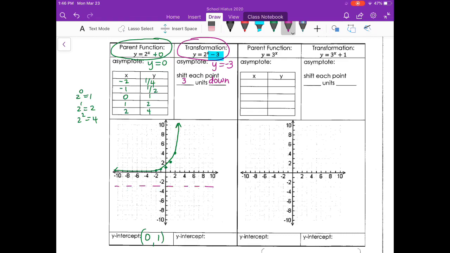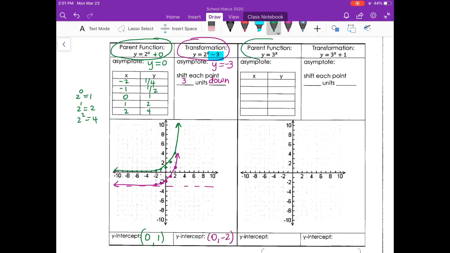To create the graph, I'm literally going to place my pencil on each point on the original parent function and shift it down 3 units. The transformed function is the same shape, just moved down 3 units. And the new y-intercept will be (0, -2).